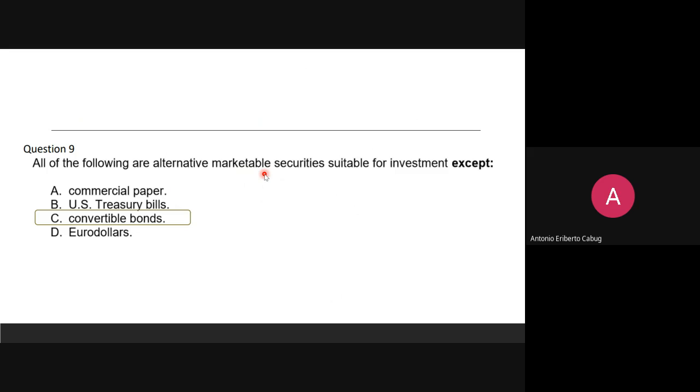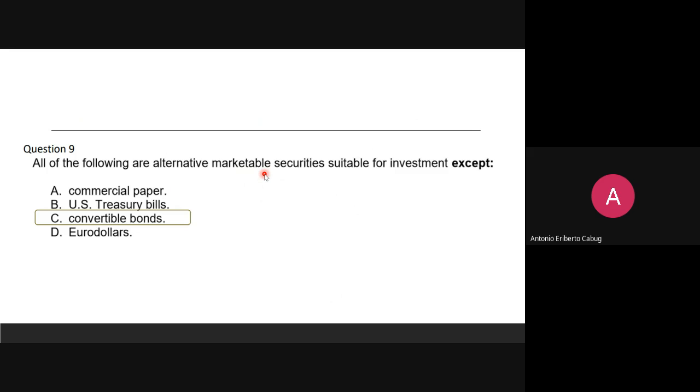Commercial paper is a short-term instrument. Treasury bill is also short-term. Less than 1 year yung treasury bill. And then you have your euro dollars. These are dollars outside the US. Pwede nyo gawan yan ng time deposit. Okay? Those are short-term instruments.